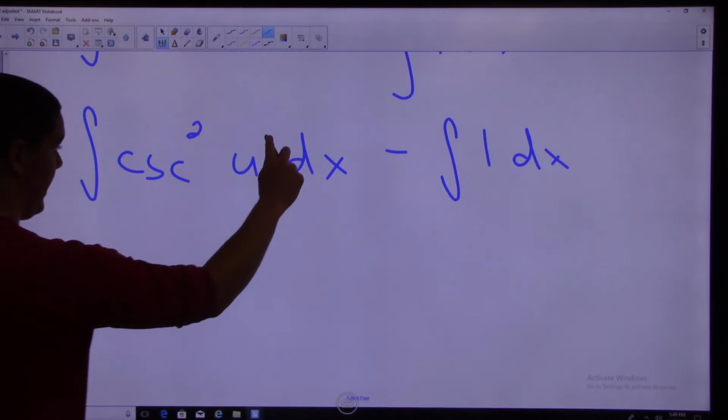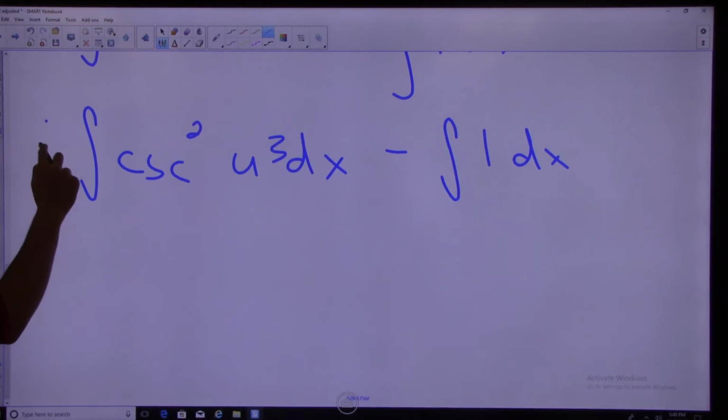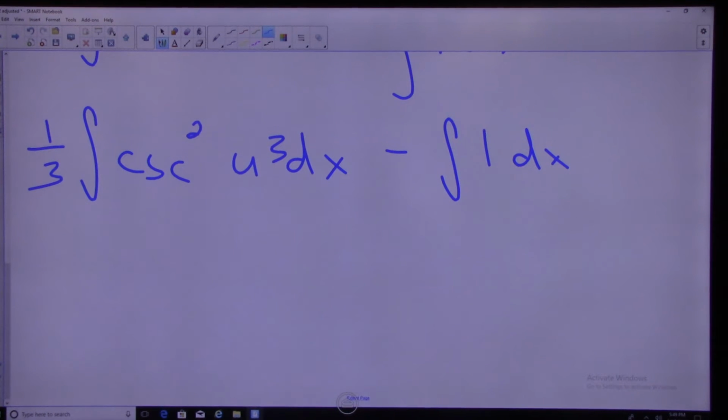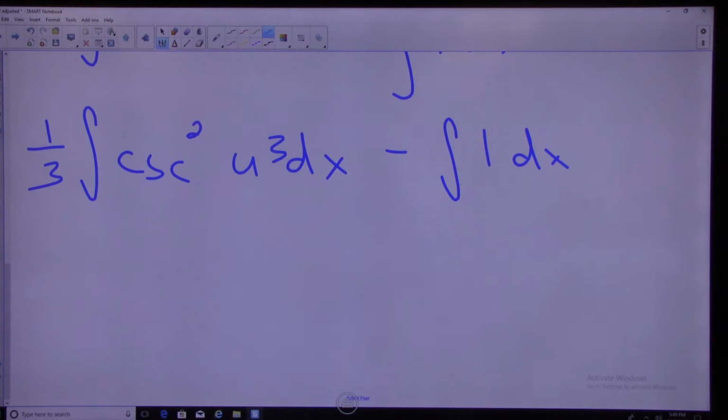So I could put a 3 in here as long as I multiply by what outside? The answer is 1/3. I can't just multiply by 3 and change the value. I have to counteract that by multiplying by 1/3 simultaneously.